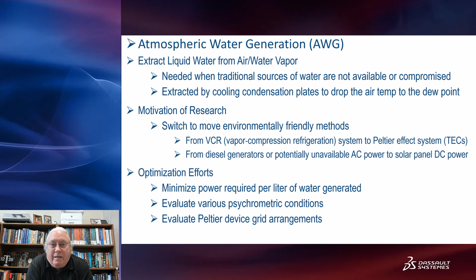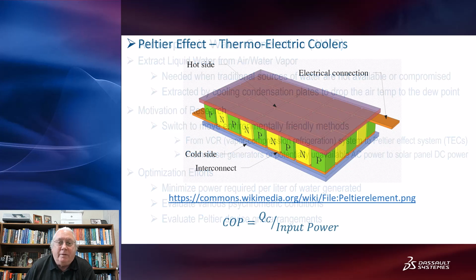We're going to evaluate various psychrometric conditions. Different places in the world have different climate and weather, depending on what location you're at. So we're going to look at psychrometric charts and how we determine the best time to use one of these systems. We'll also optimize the number of Peltier devices we need on our condensation plate. With more Peltier devices we can cool the plate more, but it's potentially going to take more power. So we're trying to balance that as part of our optimization project.